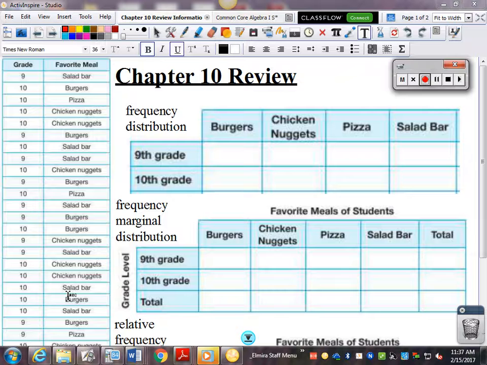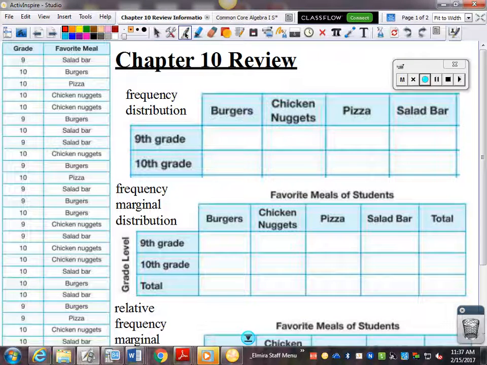Two-way tables is a general term, and there are specific ones with kind of wordy titles. The first thing you can do with raw data is make a frequency distribution, where you go through and do tallies in an organized way into this chart. The two categories are grade level, 9th and 10th grade, and favorite meal. My first row of data says grade 9 salad bar, so I'd put a tally mark in that box. Then burgers for a 10th grader, I'd put a tally mark there.